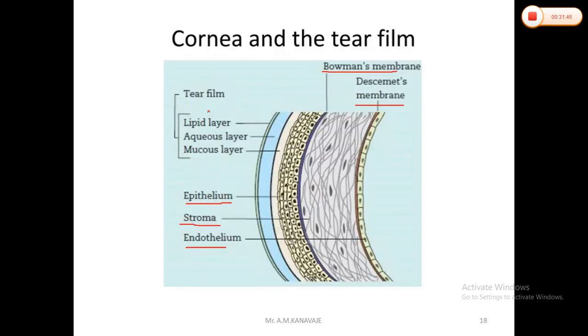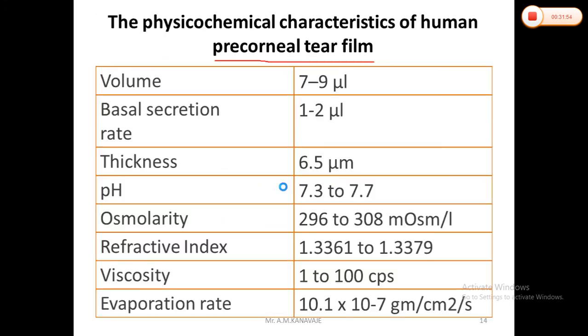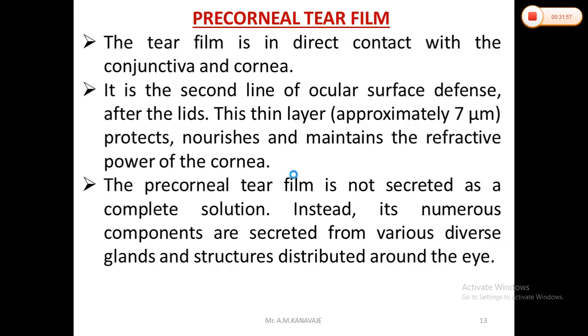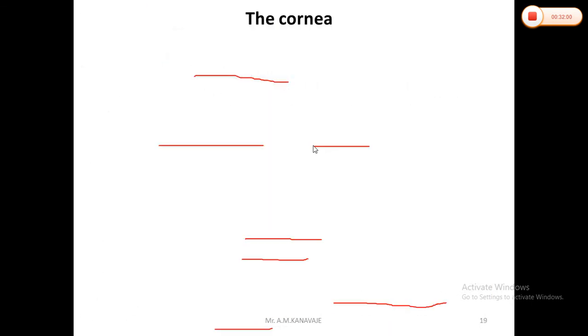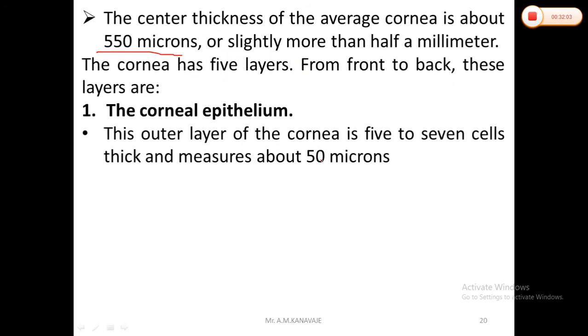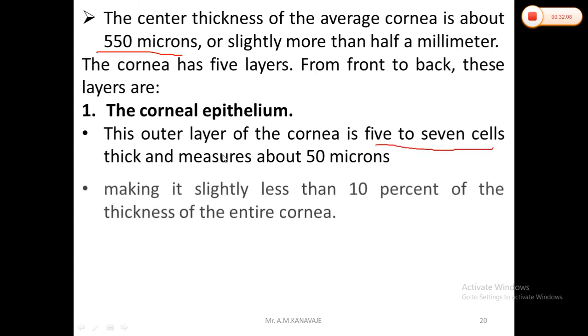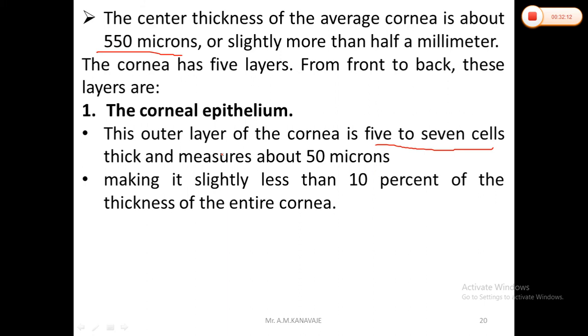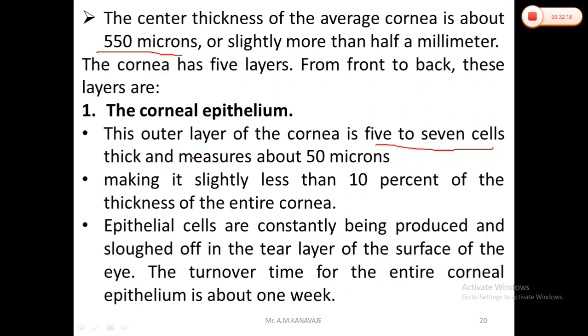So this is our epithelium layer, which contains 5 to 7 layers of cells, 5 to 7 cells thick, and measures about 50 microns. That makes it slightly less than 10% of the thickness of the entire cornea. Epithelial cells are constantly being produced as tears flow over the surface of the eye, and the turnover time for the entire corneal epithelium is about 1 week.